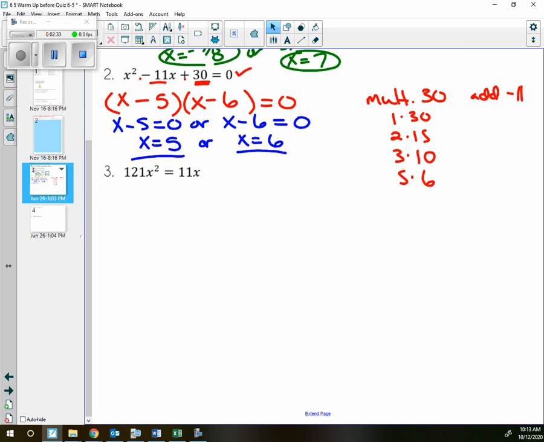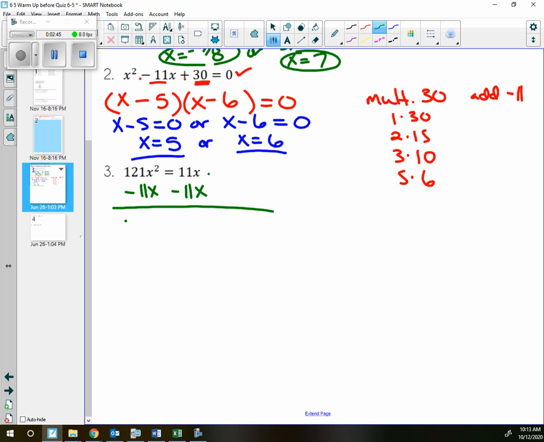All right, so take a look at number 3, same process. Pause the video, see if you can do it, and then come back and check in on the solutions. All right, so does it equal 0? Oh, no, it doesn't. So that means the very first thing you need to do is get those terms on the same side. So I'm going to go ahead and move that 11x over. So 121x squared minus 11x equals 0.